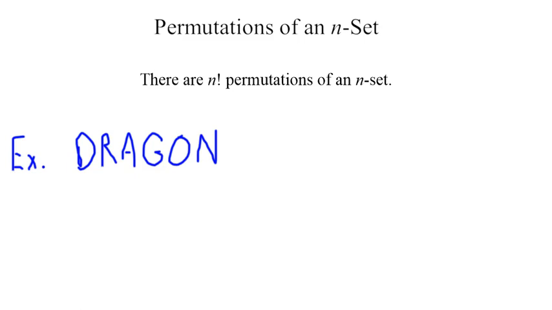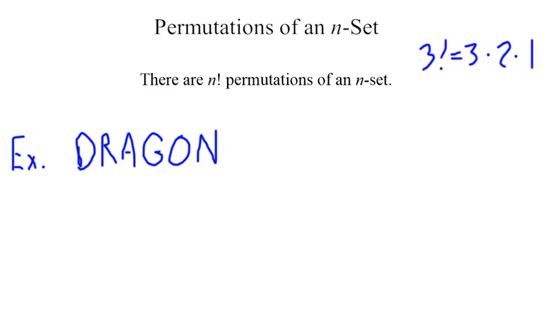Now we're going to talk about permutations of a set. If we're trying to find the basic permutation of a set, we have to take n factorial. Okay, that's what the n exclamation point means. Exclamation point stands for factorial. For instance, if we had 3 factorial, that means we're taking 3 times 2 times 1.